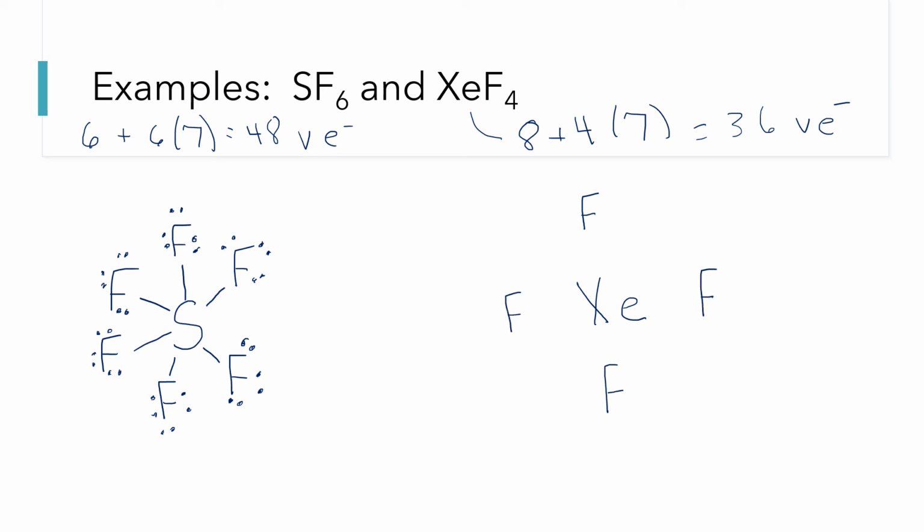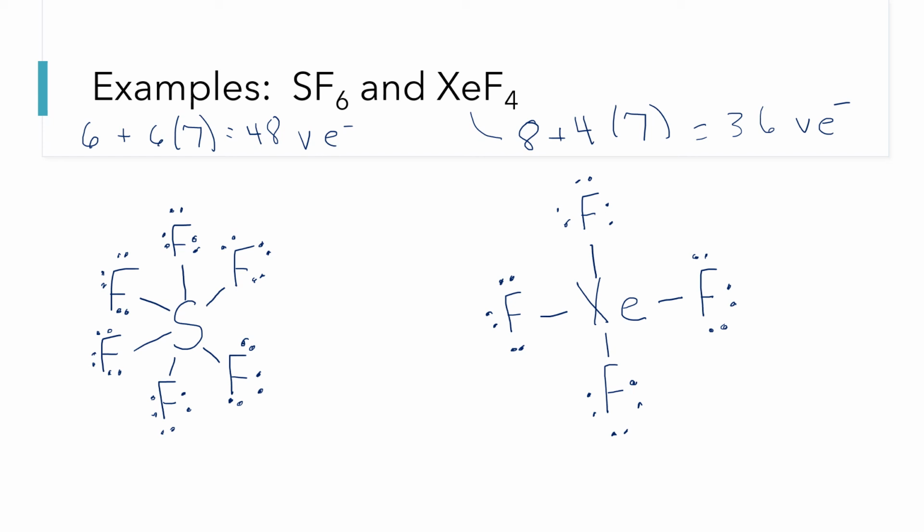And once again, I'm going to start putting in octets on the outside atoms. So I'll start with that bonding pair, and then complete the octet on the right-hand fluorine with lone pairs. Repeat that process for the other remaining fluorine atoms. Since there are 4 fluorines, by the time we've put an octet on each one of those, 4 times 8 is 32. So just putting octets on the outside fluorines uses up 32 of our 36 valence electrons.